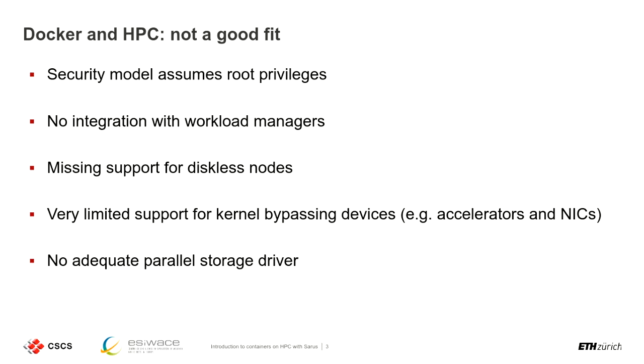Docker also has very limited support for kernel bypassing devices. To make concrete examples, accelerators and network interface cards. We have seen that Docker has introduced in its latest version support for NVIDIA GPUs, but regarding many of the other specialized hardware used by high-performance machines, that's not the case. And finally, Docker doesn't adopt a storage driver that is adequate for parallel file systems. By storage driver, I mean the software component that manages how the image is mounted inside the container from a storage point of view. The options available in Docker do not work well with parallel file systems from a performance point of view.